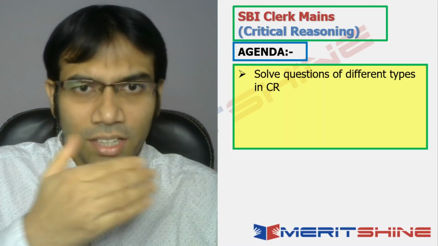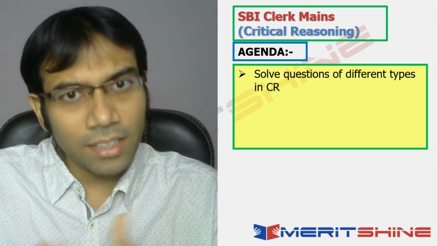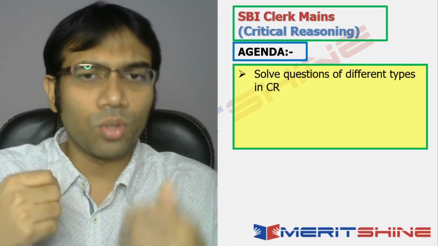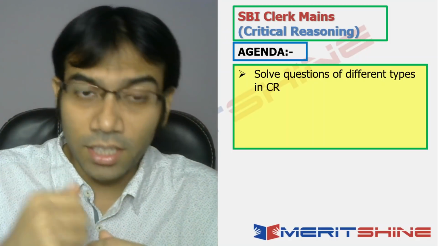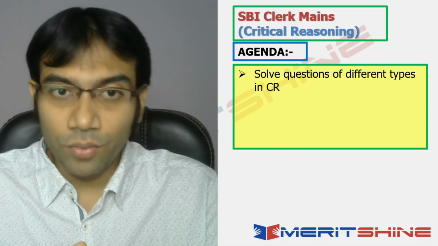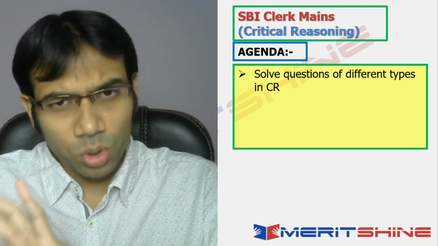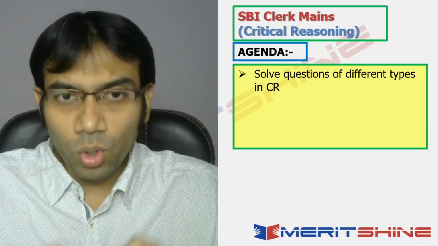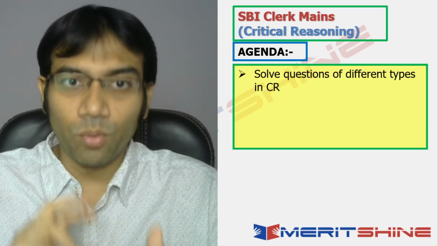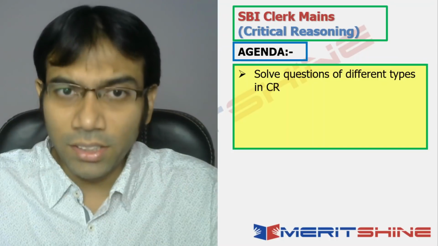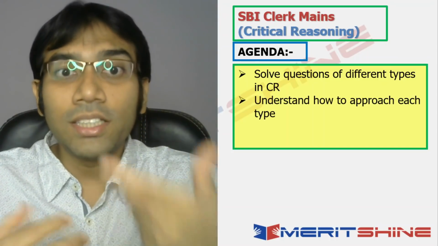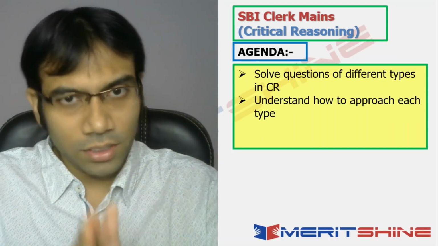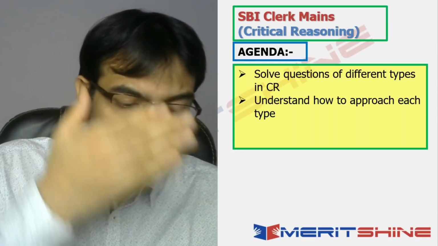There are several different types of questions inside critical reasoning also. There are conclusion questions, assumption questions, strengthening of argument questions, weakening of argument questions, course of action questions. So many different varieties of questions. So how do we approach each one of these varieties? What would be the changes that are required from us while we are approaching these different types of questions? Okay. Now, how do we do that?